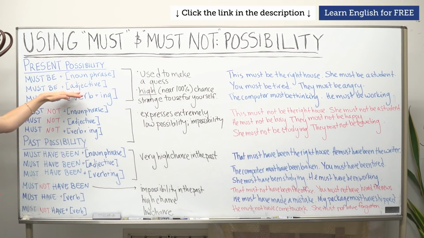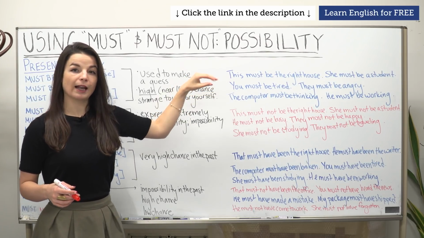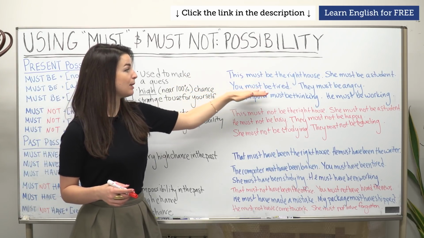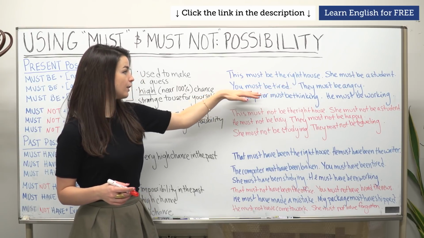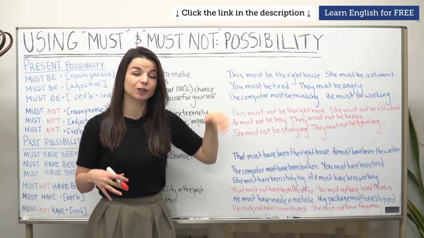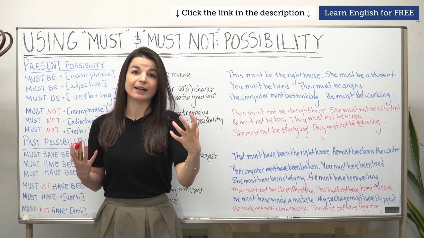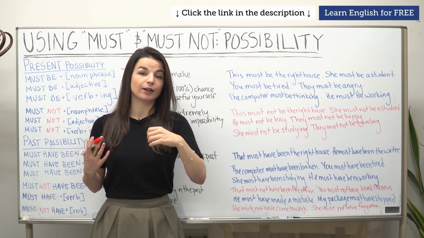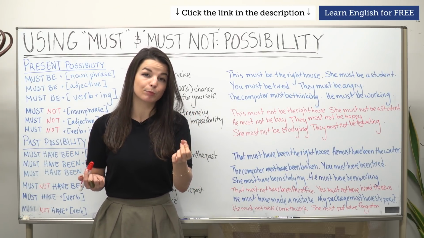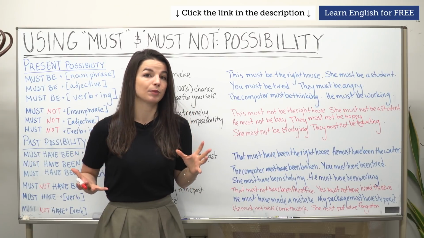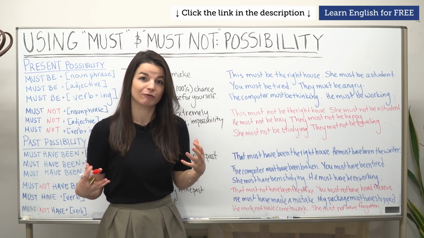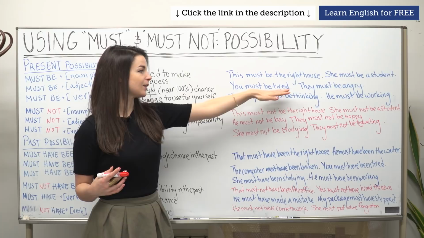The second pattern is must be plus an adjective. So just as we did with noun phrases, we use must be plus an adjective. So for example, you must be tired. Looking at another person, you can guess they must be tired. There's a very high chance that person is tired based on their appearance or some other hints you get from them. Tired is our adjective here.